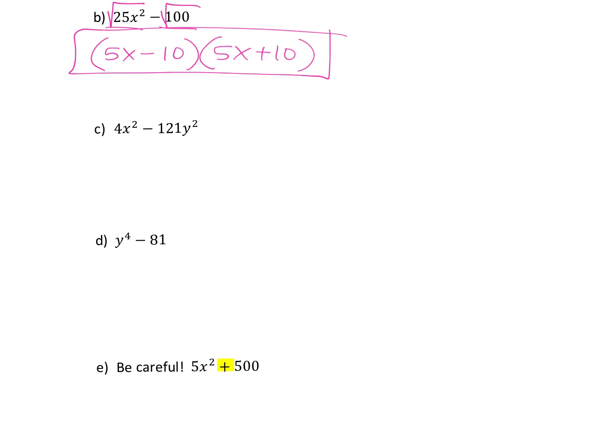Okay, letter C, you do that one. What do you get for letter C? It's a little bit trickier, but not a lot. I believe in you.